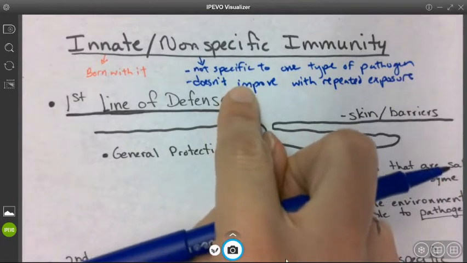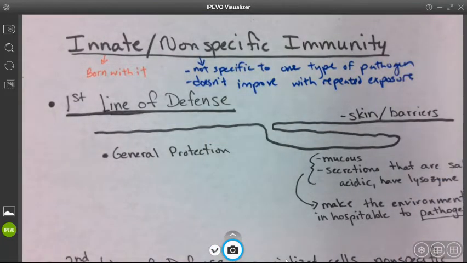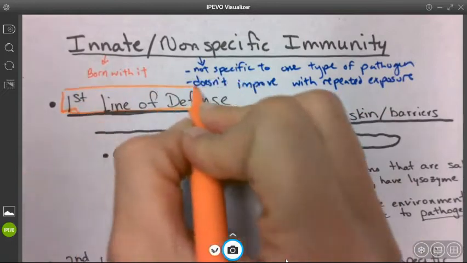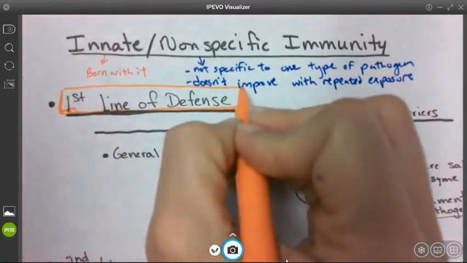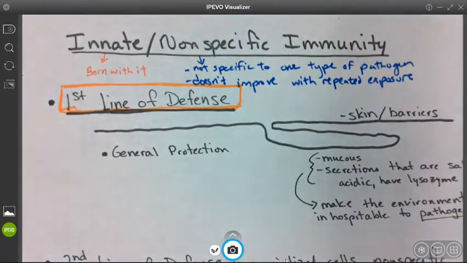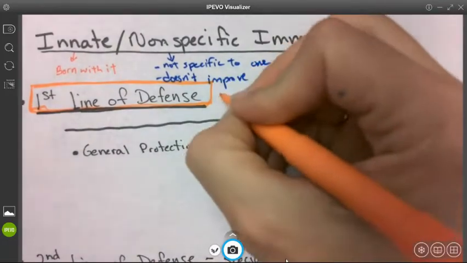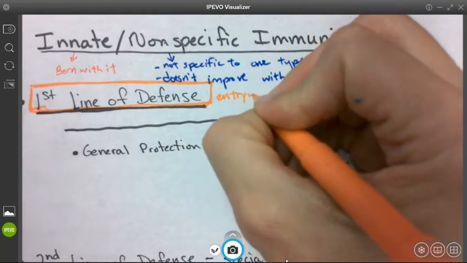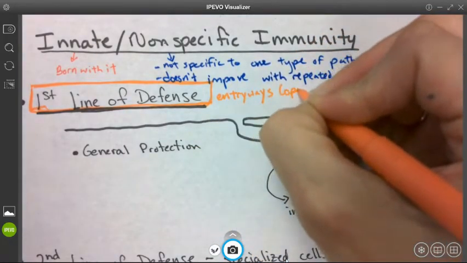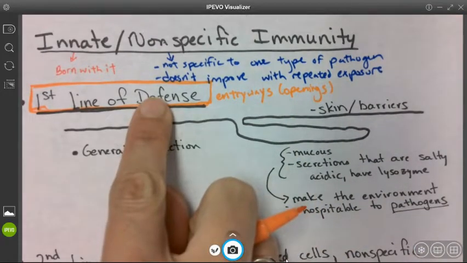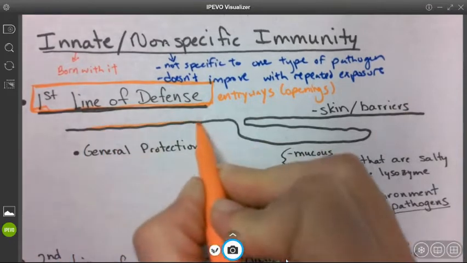So what do these two things mean? Well, let's get into the first line of defense, and I think it'll clear it up a little bit. When I talk about the first line of defense, I'm talking about the first part of your body that tries to prevent you from getting infected with something, and it provides you with a general protection. When I'm talking about your first line of defense and this general protection, I'm talking about the entryways to your body. And I'm talking about your skin.